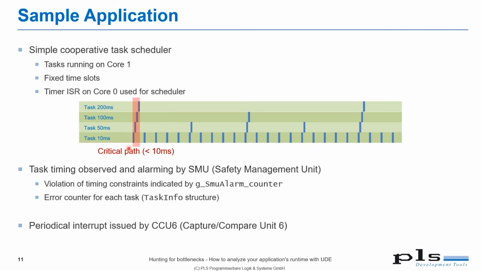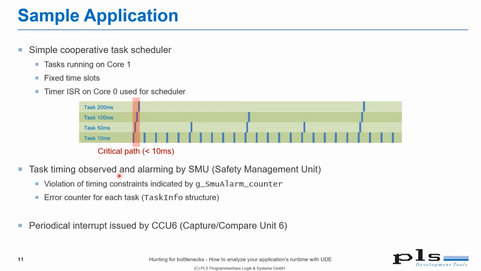You see here we have a critical path in this scheduling. Whenever all the tasks are scheduled in this way, then the overall execution time of all the 4 tasks must be below 10 milliseconds, so that the 10 millisecond task is executed the next time in its right time slot.